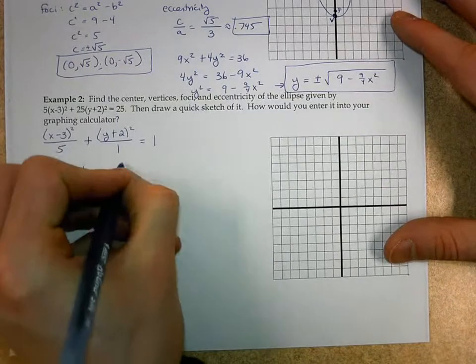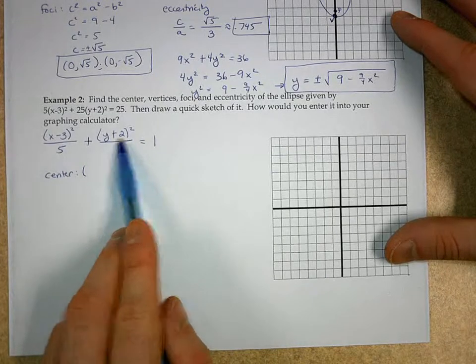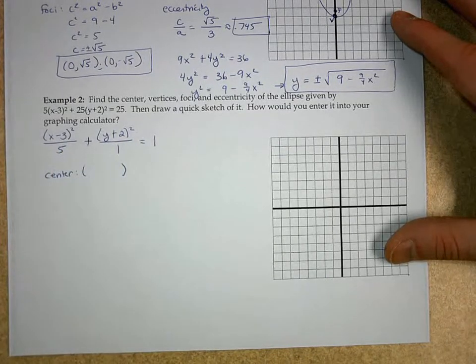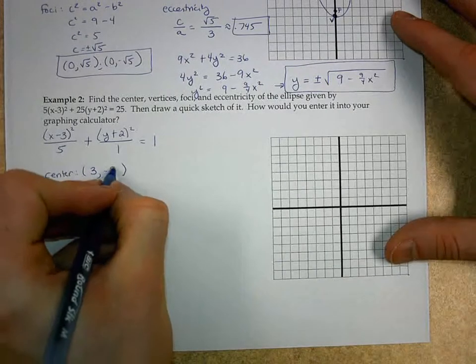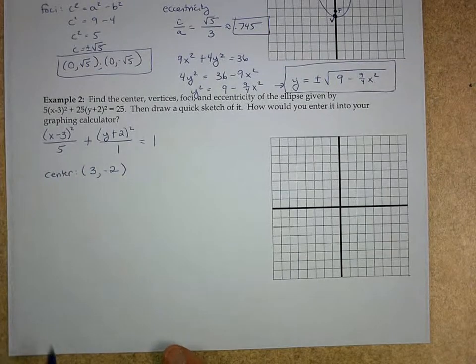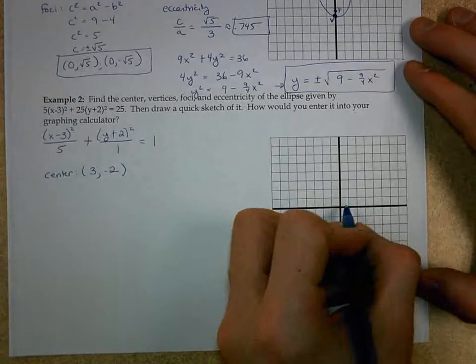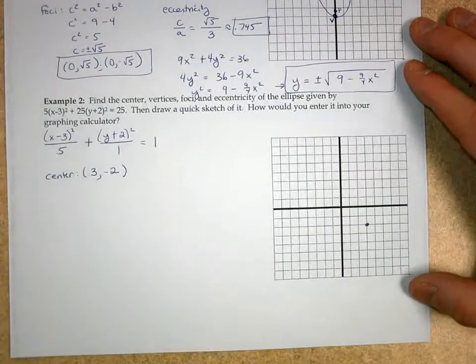The center is the opposite of the numbers we see here, or what we plug in for x and y to make those quantities equal to 0. So here I would plug in a 3. The second piece I would have negative 2. So my x portion of my center is 3. My y portion is negative 2. So I'm going to plot that, 3 over, negative 2 down. There's my center.